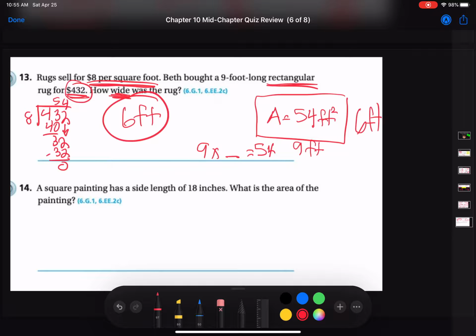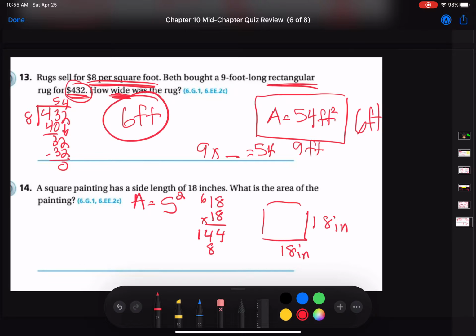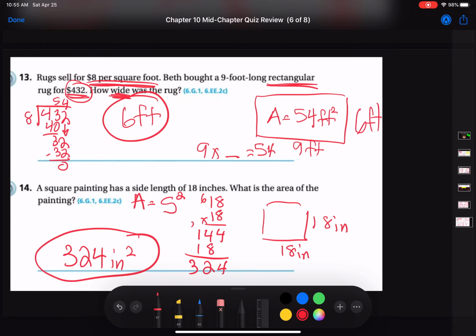Now the last one is pretty easy. It's a square. And we know with squares, all sides are the same. So all sides are 18 inches. So the area for a square is side squared. So side times side. So all you have to do is go 18 times 18. And we get 324 inches squared. And that's your answer. And that's all there is to the quiz, 14 problems, and that's it.